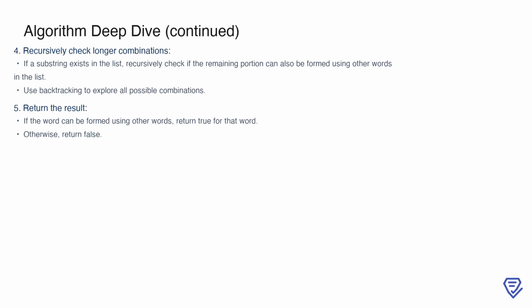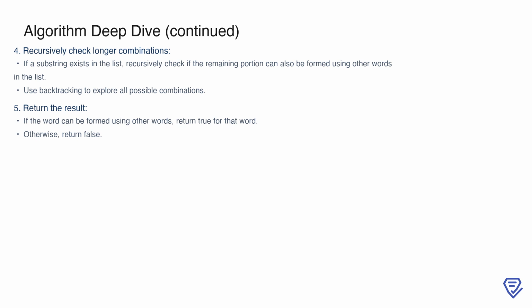Now, building on the brute force approach, we also incorporate recursion to handle longer combinations. If a substring exists in the list, we recursively check whether the remaining portion of the word can be formed by other words. This ensures that we explore all possible combinations. Backtracking is used to back out of invalid paths and continue exploring other options. Finally, we return the result: true if the word can be formed using other words, and false otherwise.